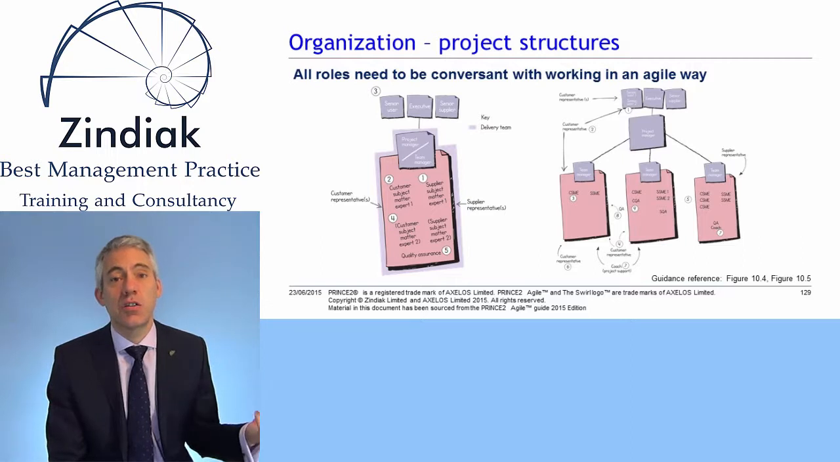So let's take the customer representatives first. In Scrum terms, that would be the product owner. The customer may feel they need more than one representative, i.e. more than one product owner, to fully represent their requirements and to convey the full range of knowledge of the business to the delivery team.